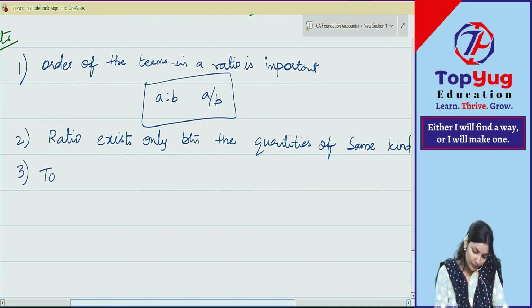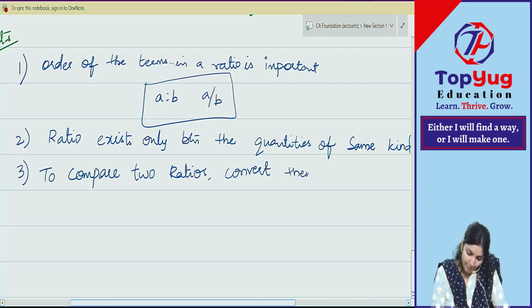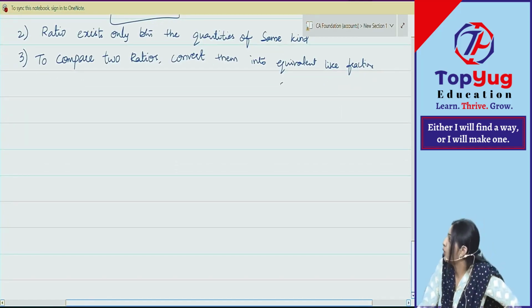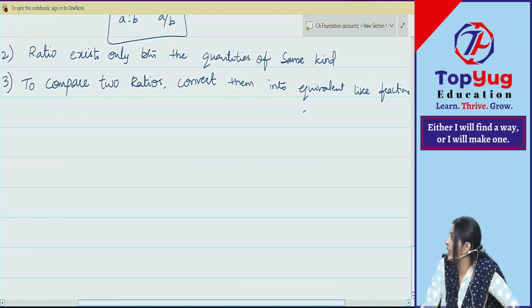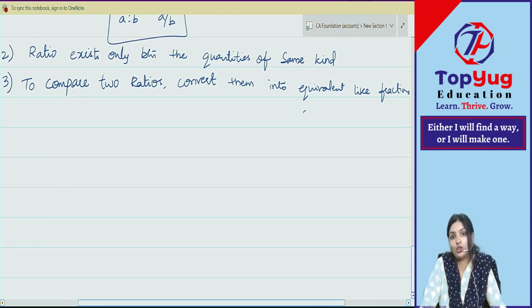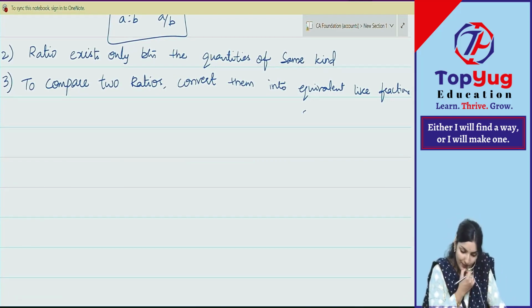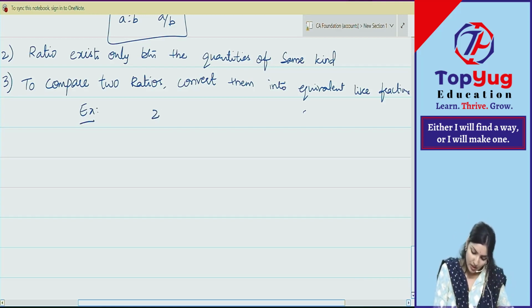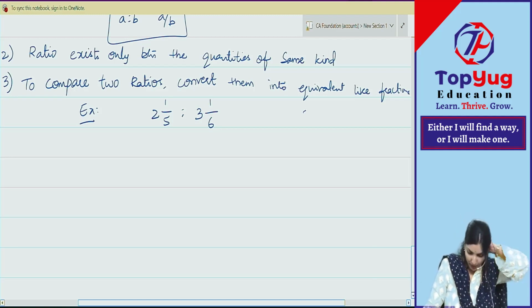Third point. To compare two ratios, convert them into equivalent like fractions. You want me to show an example of that? So for the third one, example is something: 2 1 by 5 and then 3 1 by 6.